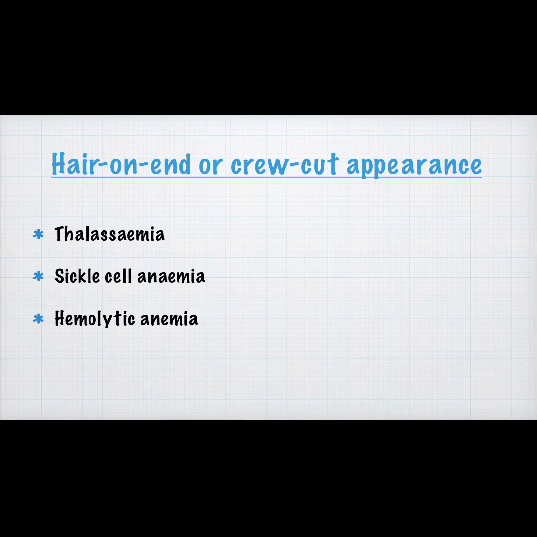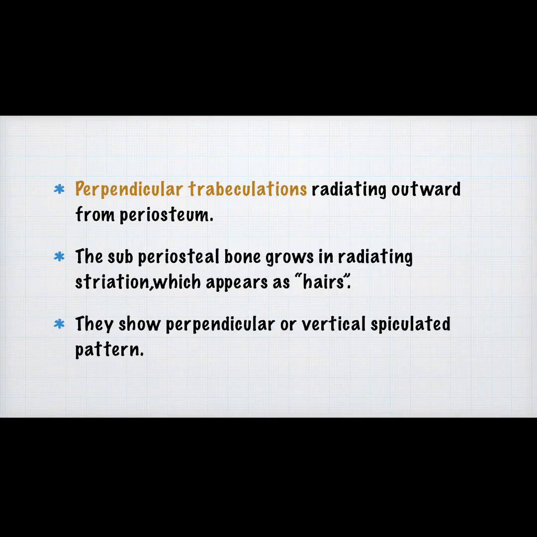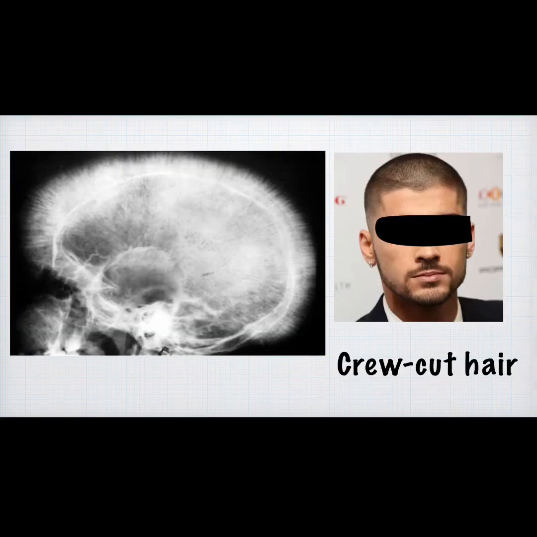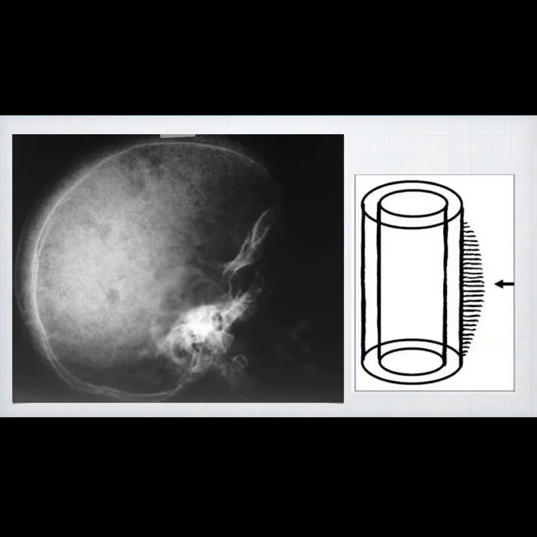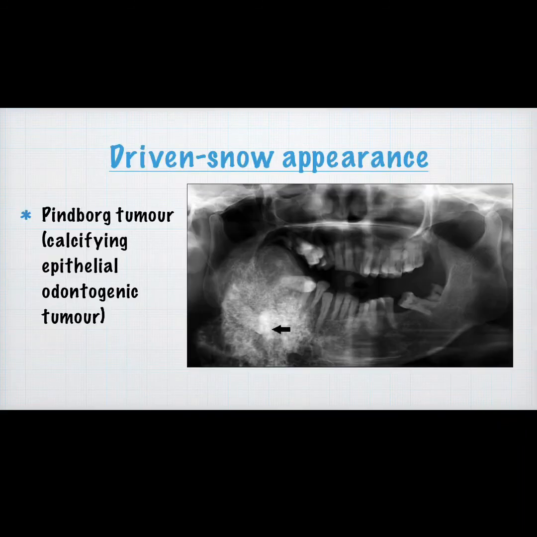Hair on end or crew cut appearance is seen in thalassemia, sickle cell anemia, and hemolytic anemia. The name hair on end appearance is mainly due to the periosteal bone growing in radiating striations, which appear as hairs. The radiograph will show a vertical or perpendicular spiculated pattern, which is shown in the diagram.